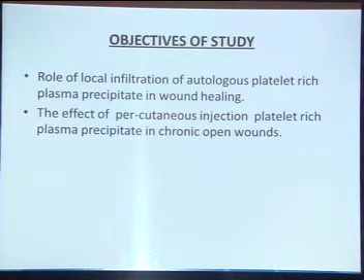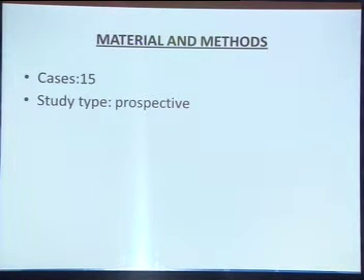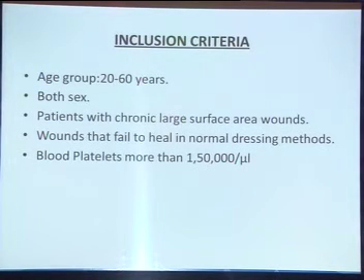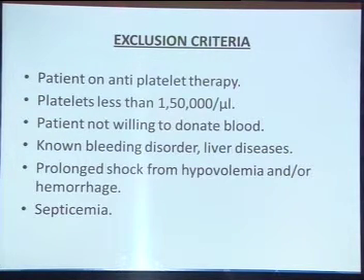So the objective of our study is the role of local infiltration of platelet-rich plasma in wound healing. We have done 15 cases and are still doing it, as a prospective study. In our inclusion criteria, the age group is around 20 to 60 years, of both sexes, patients having chronic large surface wounds and wounds that fail to heal with normal dressings, and patients having a blood platelet count more than 1,50,000. The exclusion criteria are patients on antiplatelet therapy, platelets less than 1,50,000, patients not willing to donate blood, known bleeding disorder and liver diseases, and patients in shock or septicemia.